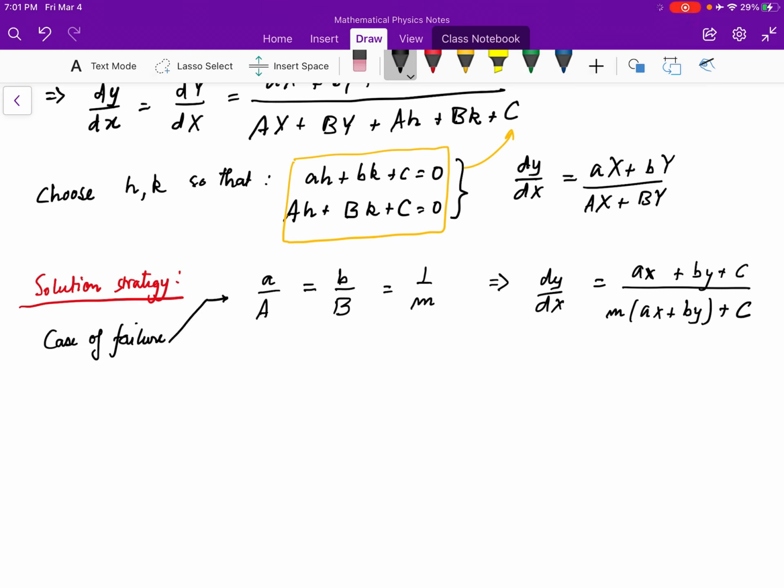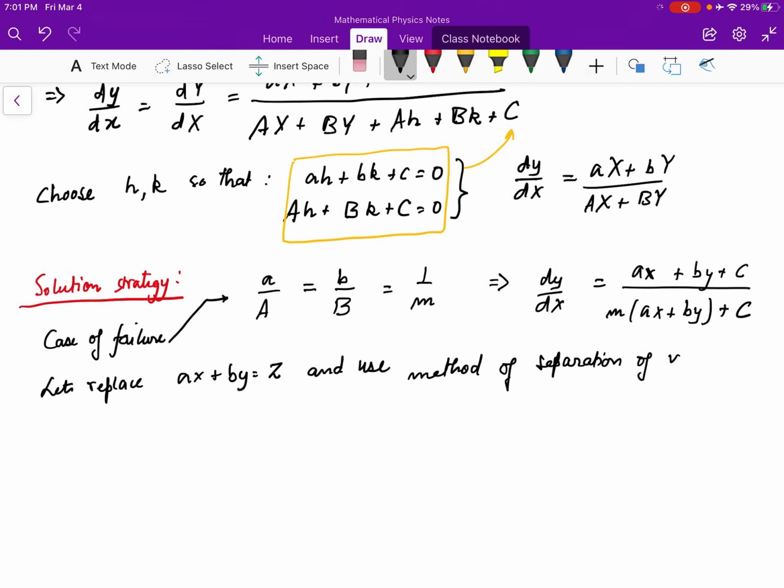So we arrive at this expression where we have dy by dx is equal to this value, right? So how do we solve it now? So let's replace ax plus by is equal to z and use the method of separation of variables, right?